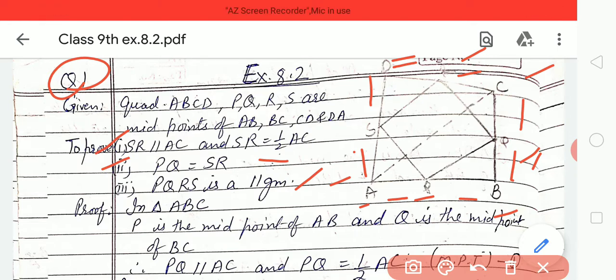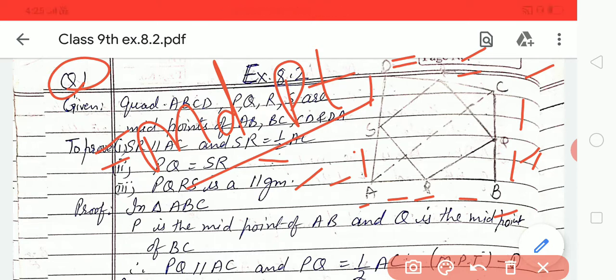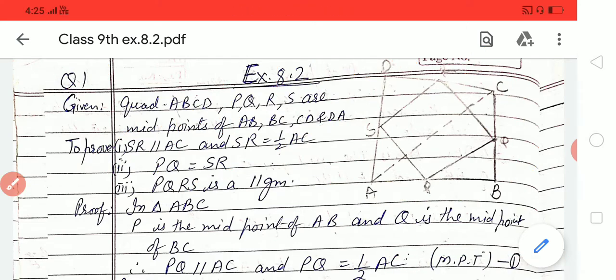So students, you have studied the midpoint theorem. In that theorem we have the proof that if in a triangle we take the midpoints of two sides, the line joining them is parallel to the third side of the triangle and also half of it. So let us start the proof of the first part.